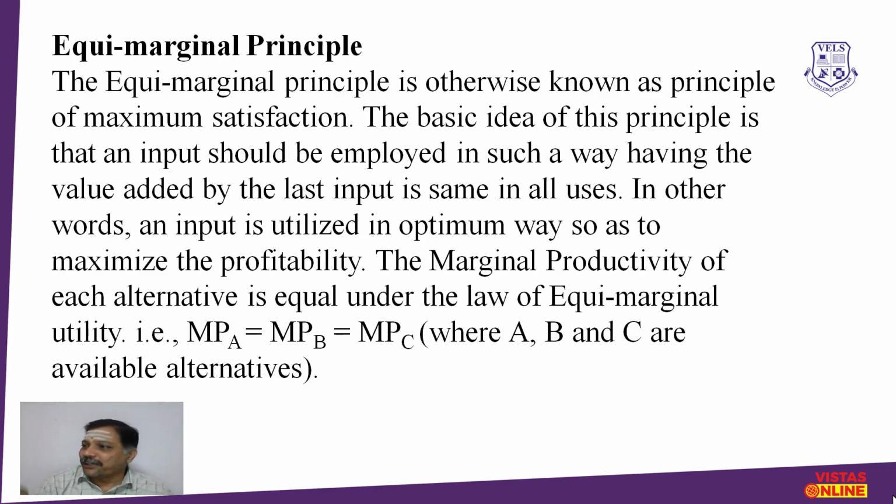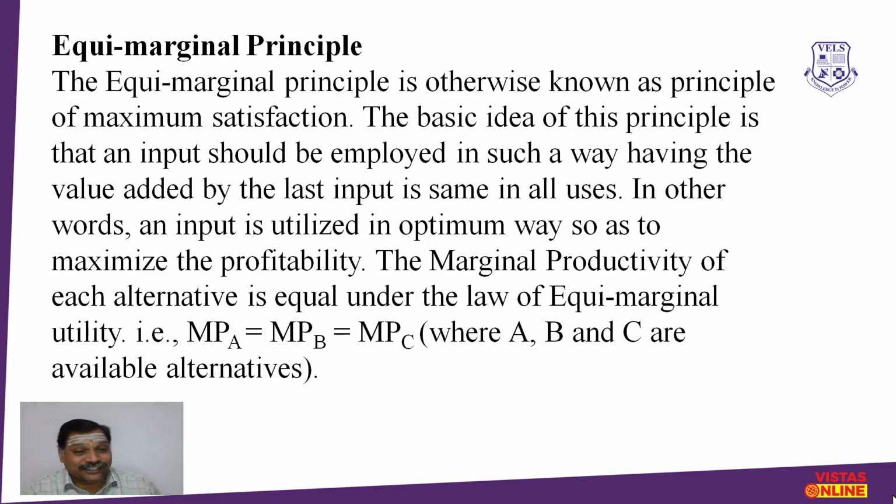Either there are three products, he can buy X, Y or Z, but what he expects out of that particular purchase, how much he is spending, for that he should get an equal level of satisfaction for the amount he has. In simple words, the input is utilized in an optimum way so as to maximize profitability. The marginal productivity of each alternative is equal under the law of equimarginal utility. What does it mean? The marginal productivity of product A is equal to the marginal productivity of B, which is equal to the marginal productivity of C, where A, B, C are the available alternatives.